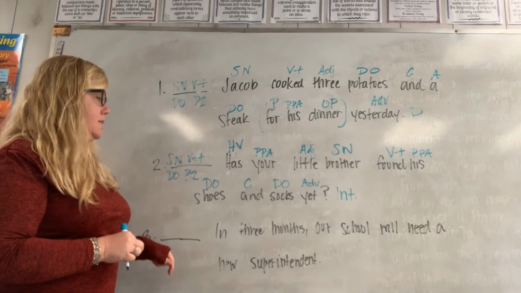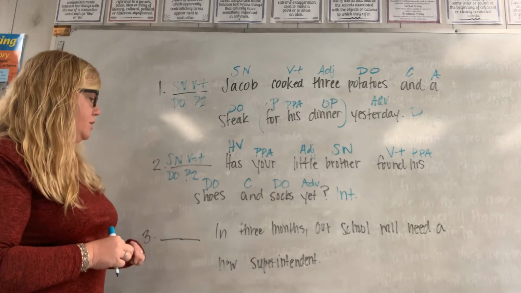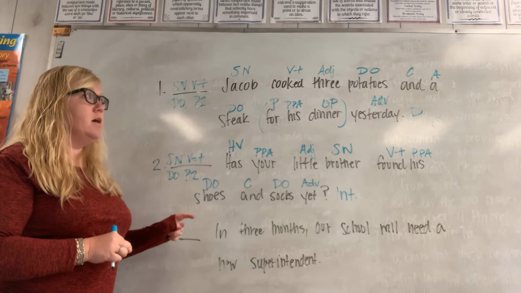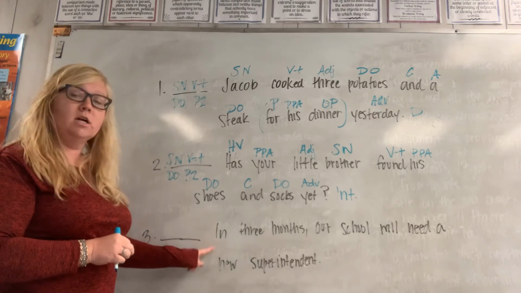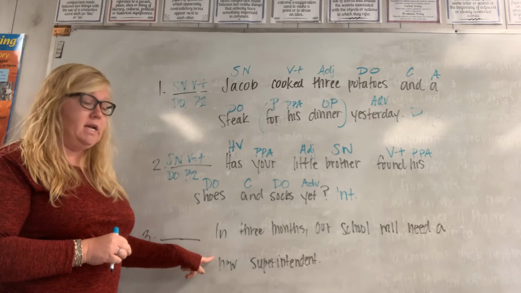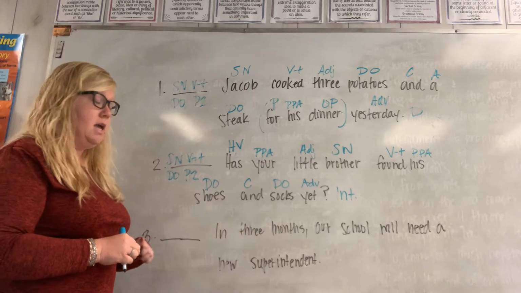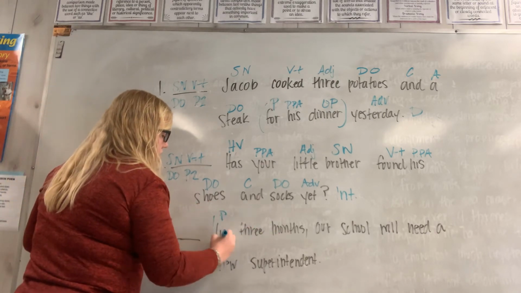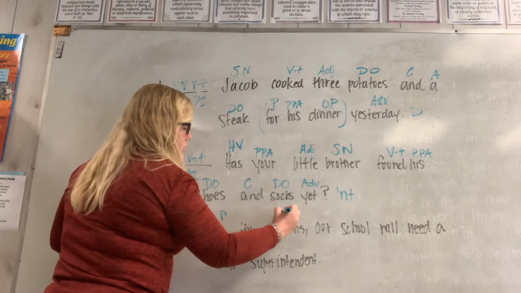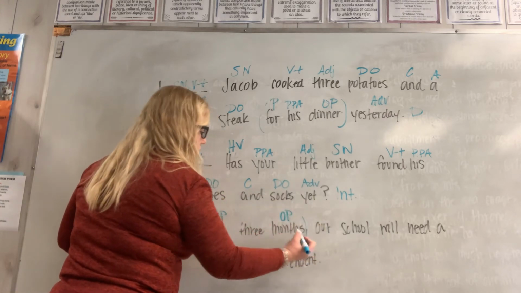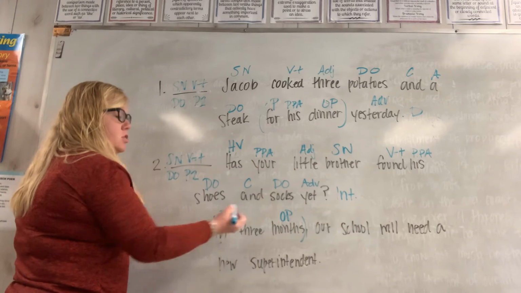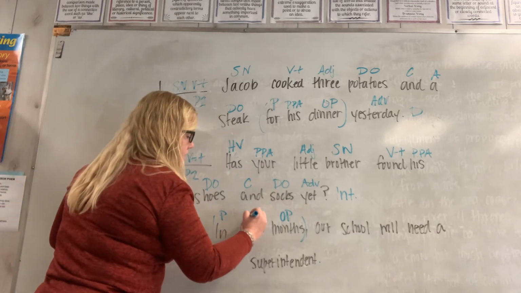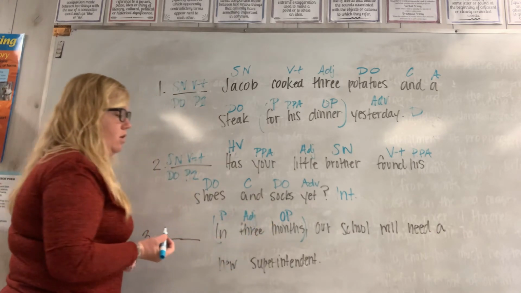In 3 months, our school will need a new superintendent. So this is an inverted sentence because it starts out with a prepositional phrase. In 3 months, okay? We talked about these a couple of weeks ago. So in is our preposition. And in what? In 3 months. So that's our object of the preposition. And 3 is describing how many months. So that's our adjective. All right?